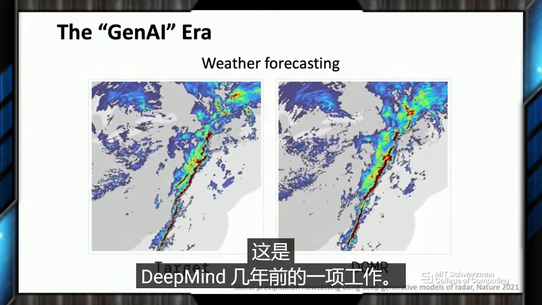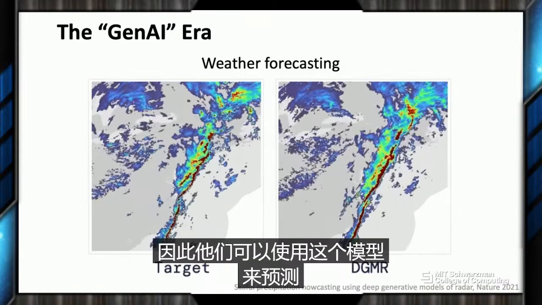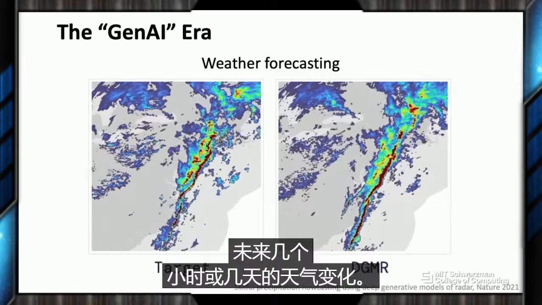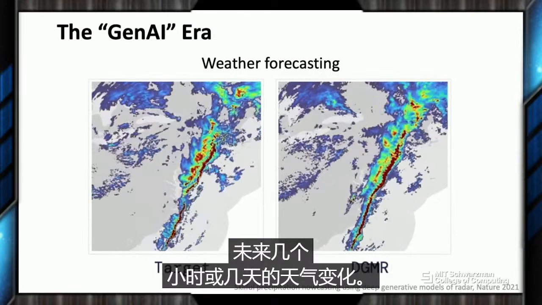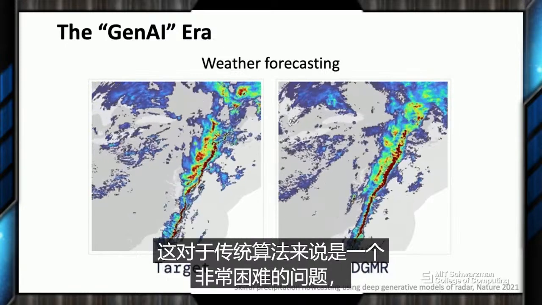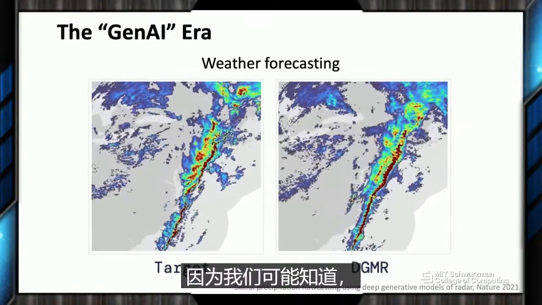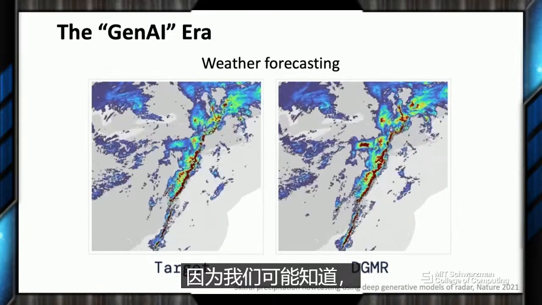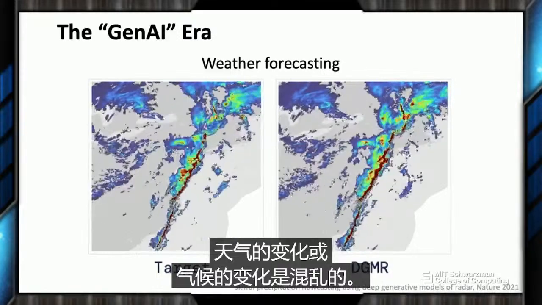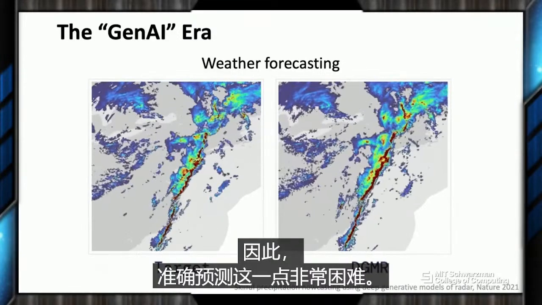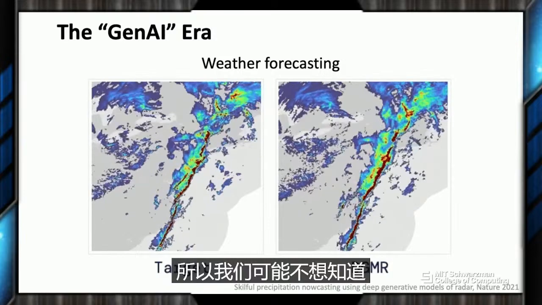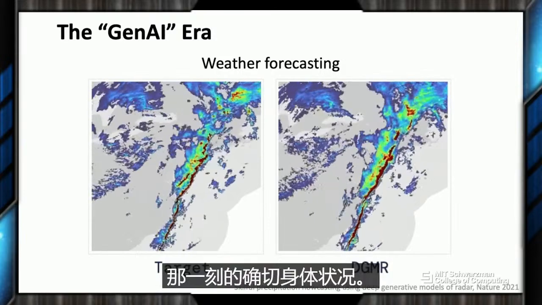So this is a work from DeepMind a few years ago. They can use this model to predict the weather change over the next several hours or next several days. This would be a very difficult problem for classical algorithms because, as we may know, the change of weather or the change of climate is chaotic. So it is very difficult to predict it precisely. We may not want to have the exact physical state of that moment. What we want is some qualitative behavior, let's say whether it's raining or whether it is windy at that moment. And in this sense, generative models or deep learning could provide a very good solution to this problem.